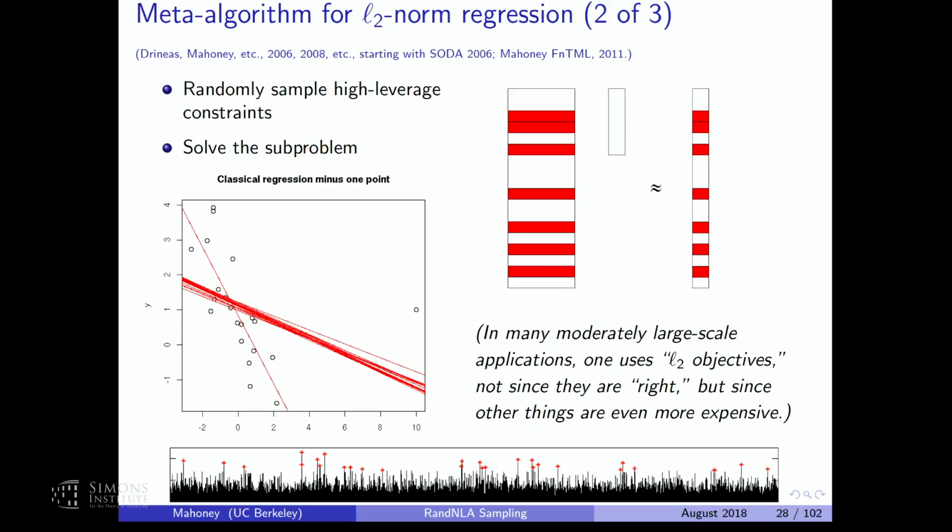This is just a structural result. If you're modeling data as a matrix in a Hilbert space or Euclidean space, this is just a very basic structural result. For L2 objectives, it is not possible for every data point to have a big influence on the least squares fit. That's what it means if the sum of the leverage scores is small.